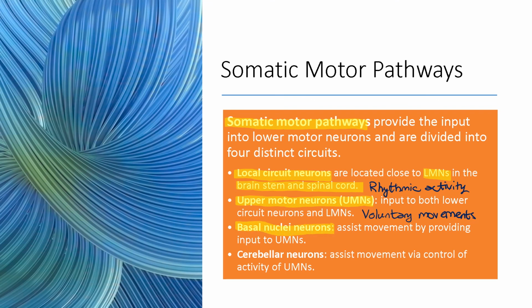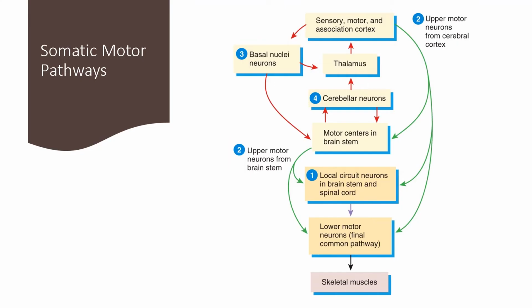Then we have basal nuclei neurons. These assist movement by providing input to the upper motor neurons. Neural circuits interconnect the basal nuclei with motor areas of the cerebral cortex via the thalamus and also the brainstem. And then lastly are the cerebellar neurons. These will also aid in movement by controlling the activity of the upper motor neurons. So we can see all those different types of somatic motor pathways here.